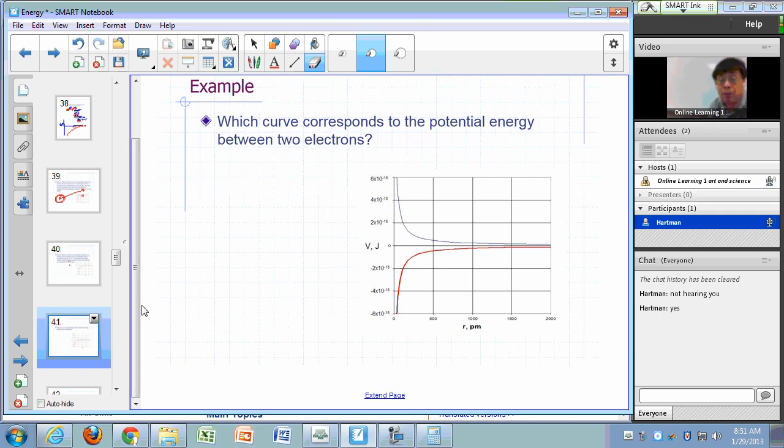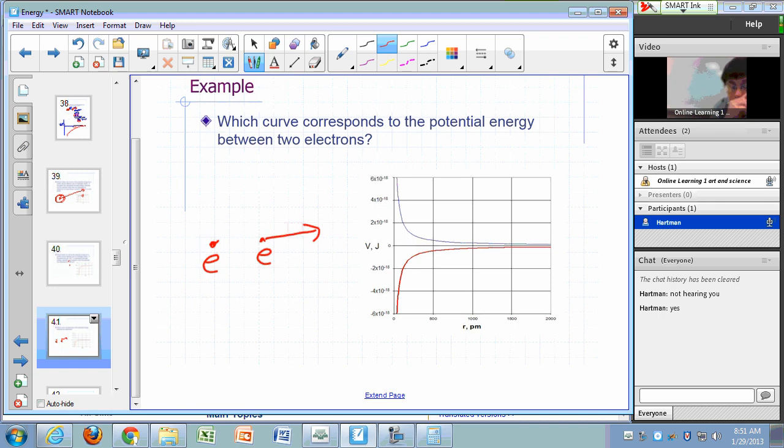Okay, so here's an example. Here's a quick question. Which curve here represents the potential energy between two electrons? What do we know about two electrons? They repel each other, right? So let's say this electron were to move away. If that's the velocity of the electron, what force would this electron be experiencing? Attractive or repulsive? Okay, so it's going to be pushed away by the other electron, right?